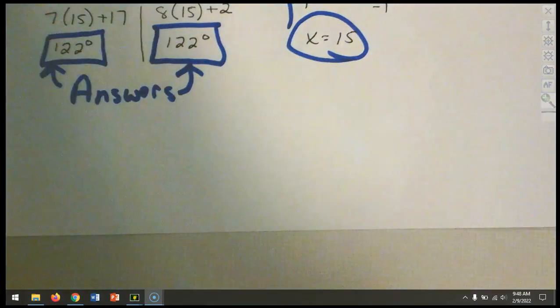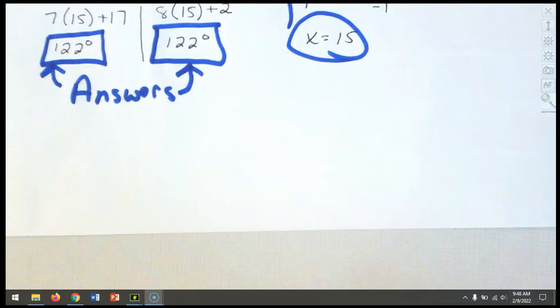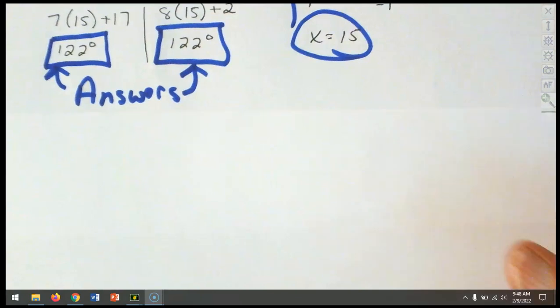One more of these, and then we'll look at integers. How about question 38? This is a complementary angle problem.